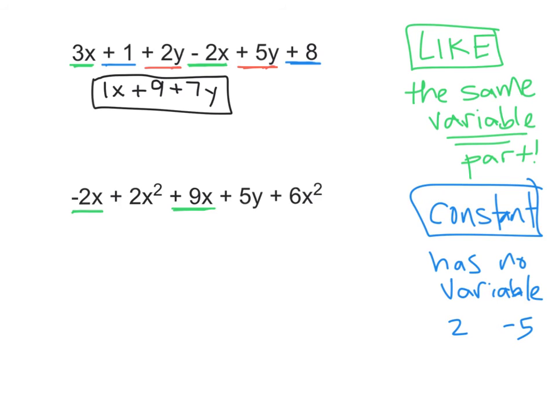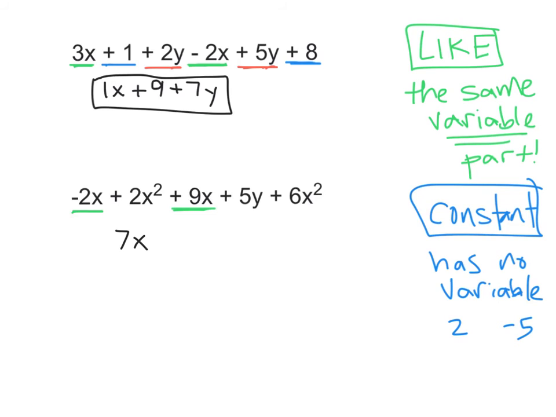So integer work, which means adding negative and positive numbers, we need to be careful. So negative 2x plus 9x, well, negative 2 plus 9 is 7, right? So if you think about going from negative 2 and adding 9 to it, you get to 7. So 7x, and we can work on integer work if you need it.